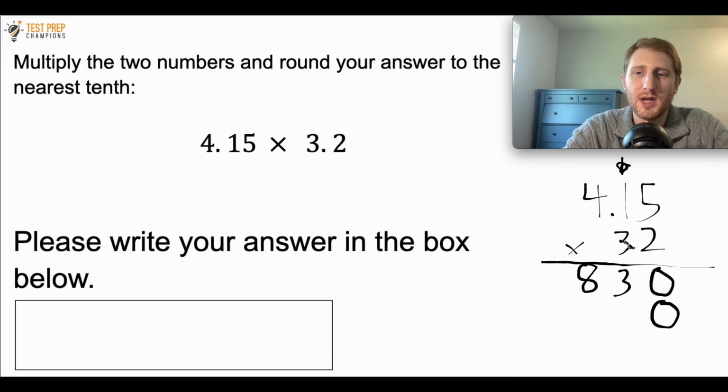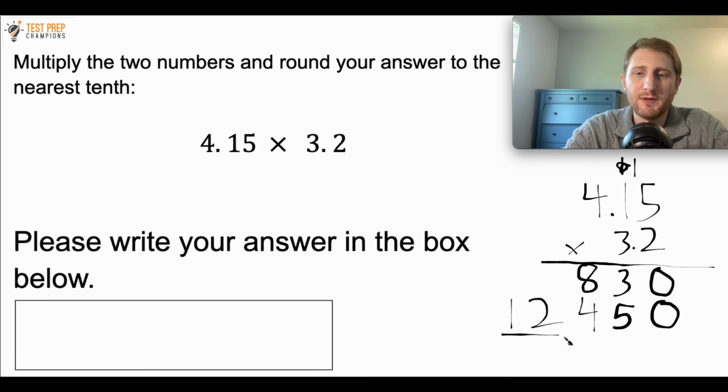So what is 3 times 5? 3 times 5 is 15. So I'm going to put the 5 down here, and I'm going to put the 1 up here. So now I do 3 times 1. 3 times 1 is just 3, plus another 1 gets me 4. So now what is 3 times 4? 3 times 4 is 12.